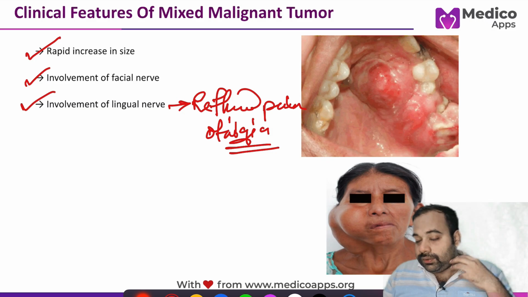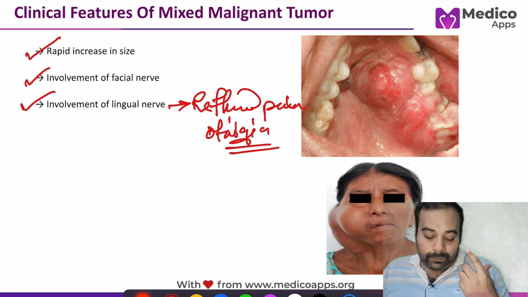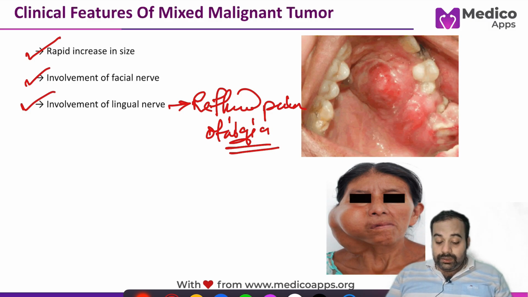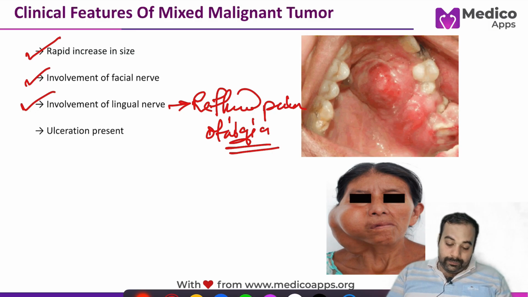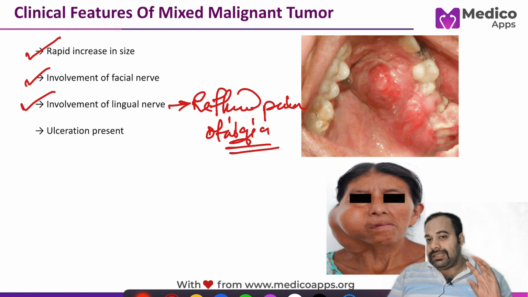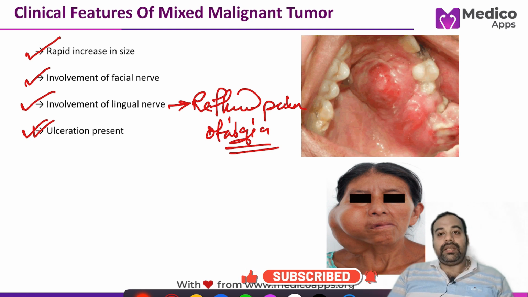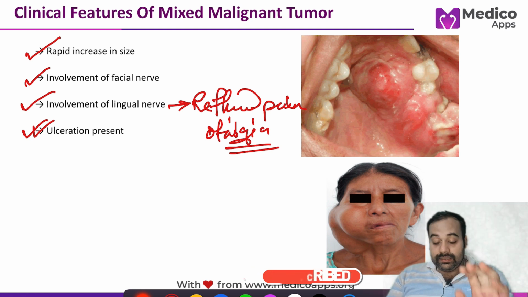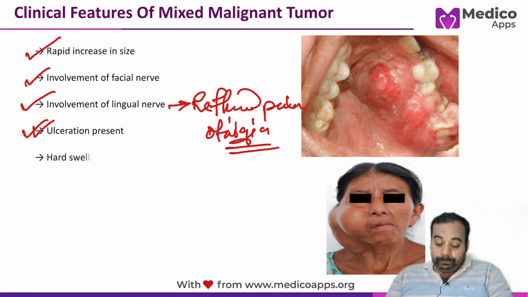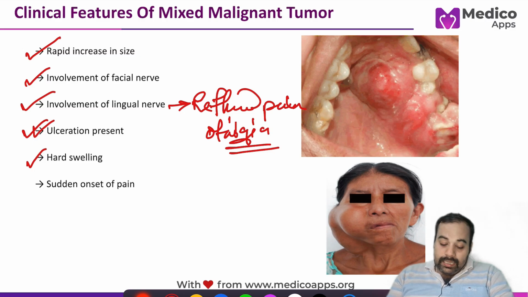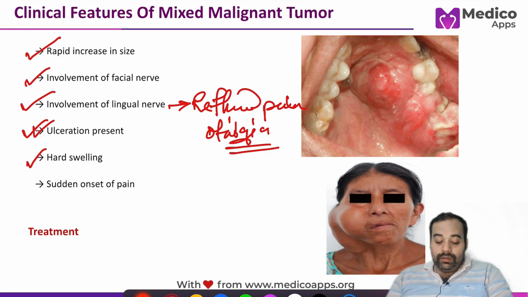So there is severe ear pain seen in such patients due to the involvement of the lingual nerve, right? Also, as it is a malignant tumor, it might involve the superficial skin, so that will present with ulceration, and sometimes involvement of the mucosa might be seen as intraoral ulceration as well. So the swelling would be pretty hard, and there is a sudden onset of pain due to the involvement of the facial nerve or lingual nerve in that case.